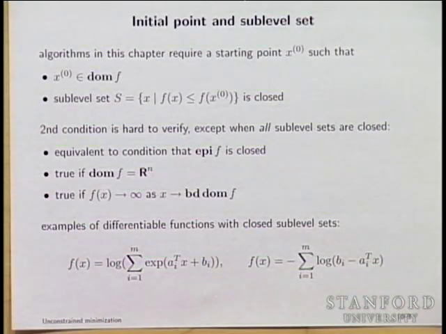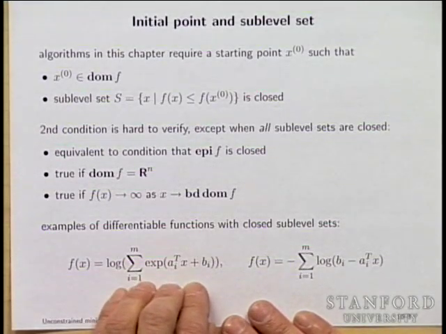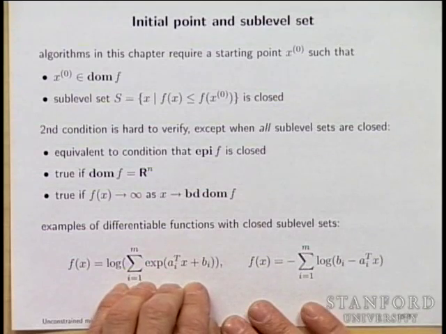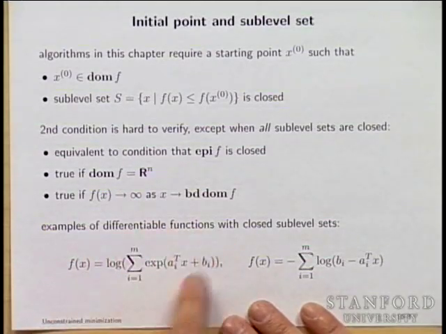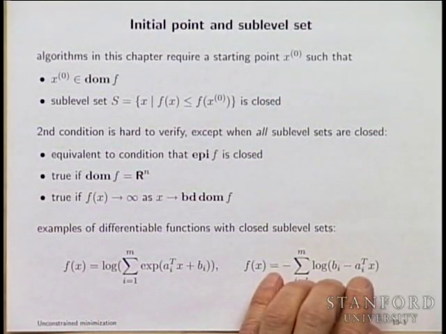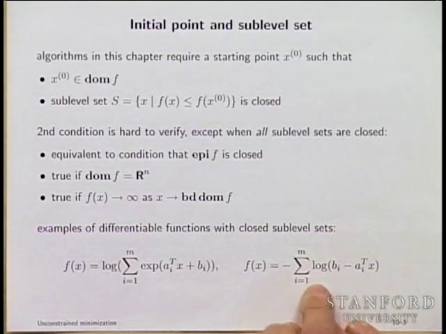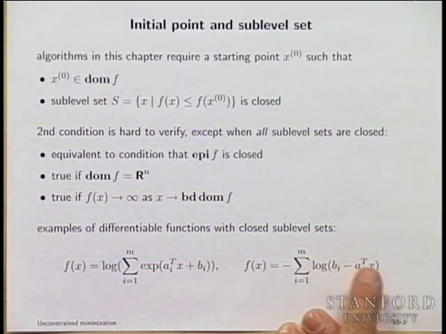Okay. So here are some examples. This one is easy, log sum exp of a bunch of affine functions. That's closed because, in fact, the domain of this is everything. So that's automatically closed. This function is much more interesting to understand why this has closed sublevel sets. First of all, the domain is not everything. The domain is an open polyhedron here. So it's the set of points x for which a_i transpose x is strictly less than b_i.